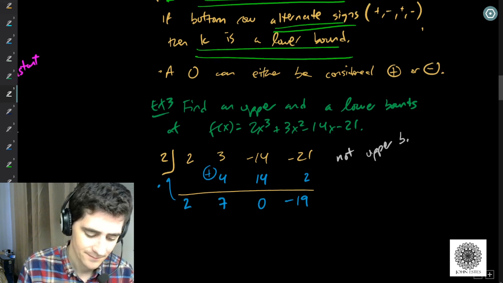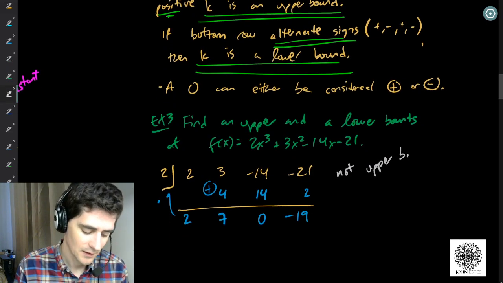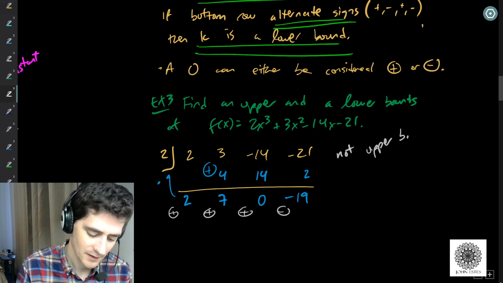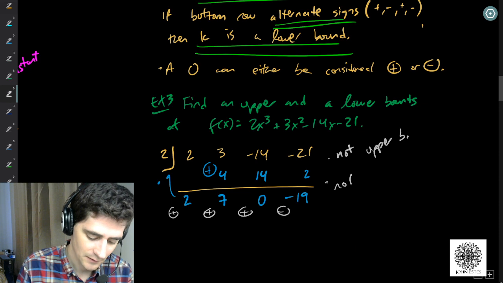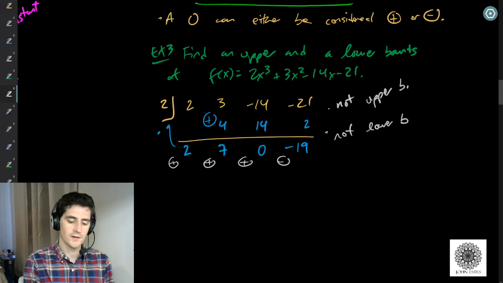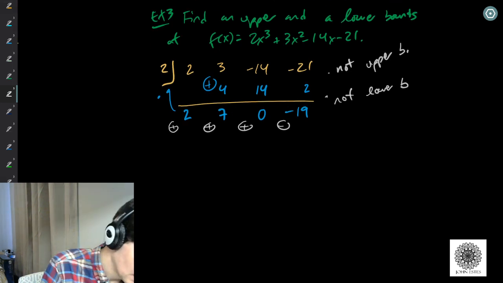Is it a lower bound? Does it alternate positive, negative, positive, negative? No, it goes positive, positive, positive, negative. It didn't jump back and forth, so that means it's not a lower bound either. So 2 is neither an upper bound nor a lower bound, which means that there is a 0 higher than 2, and there's also a 0 less than 2. Okay, so let's try another value.